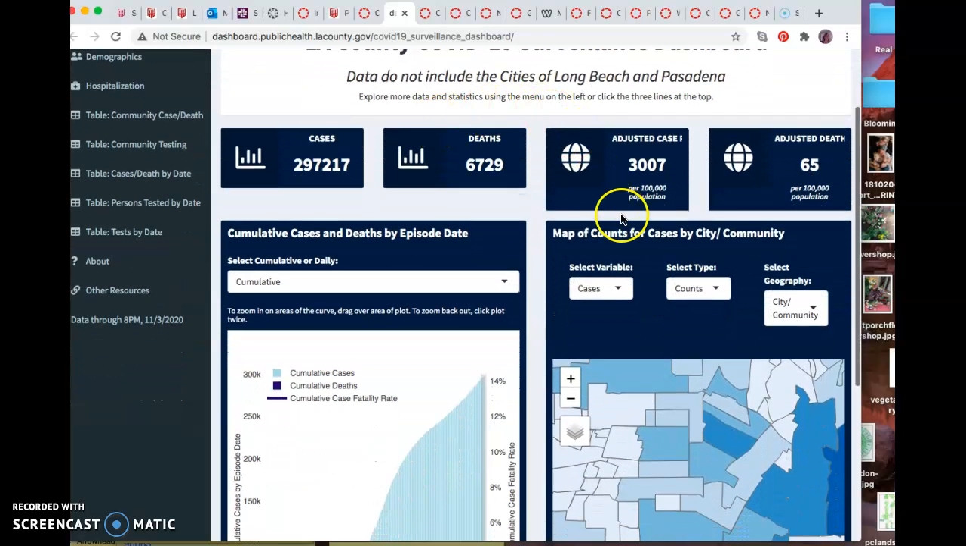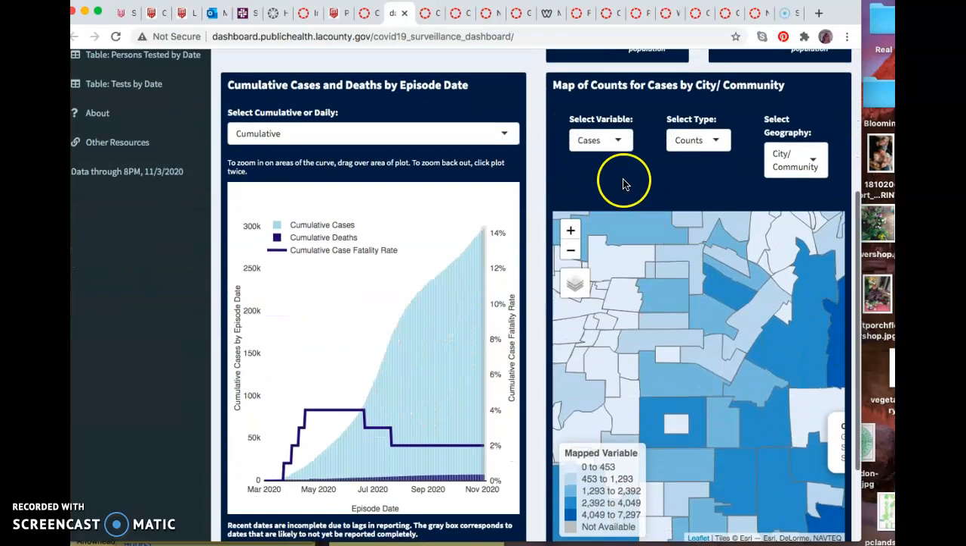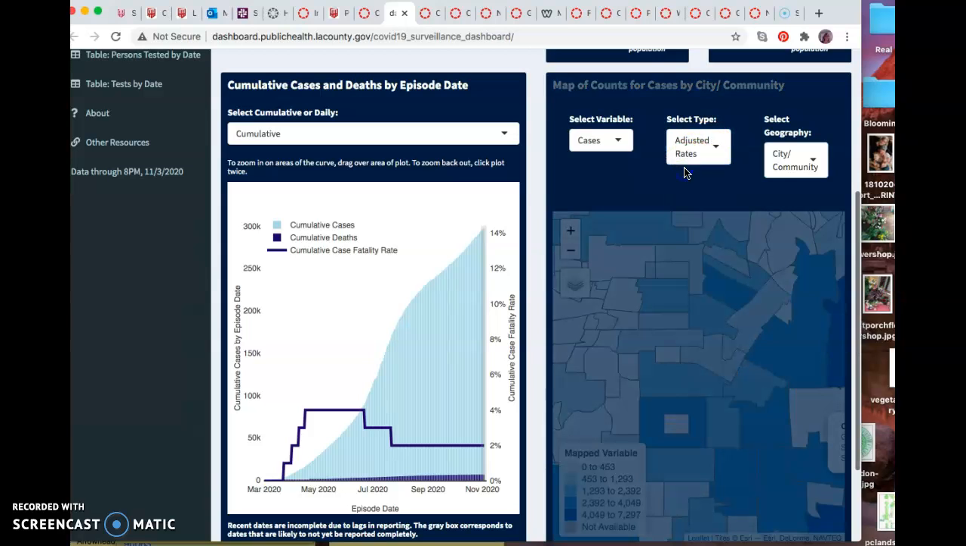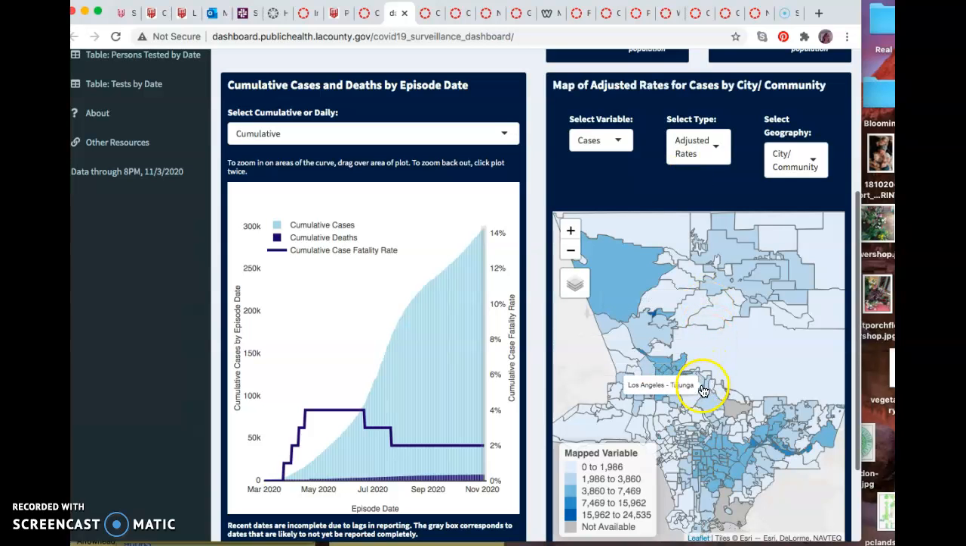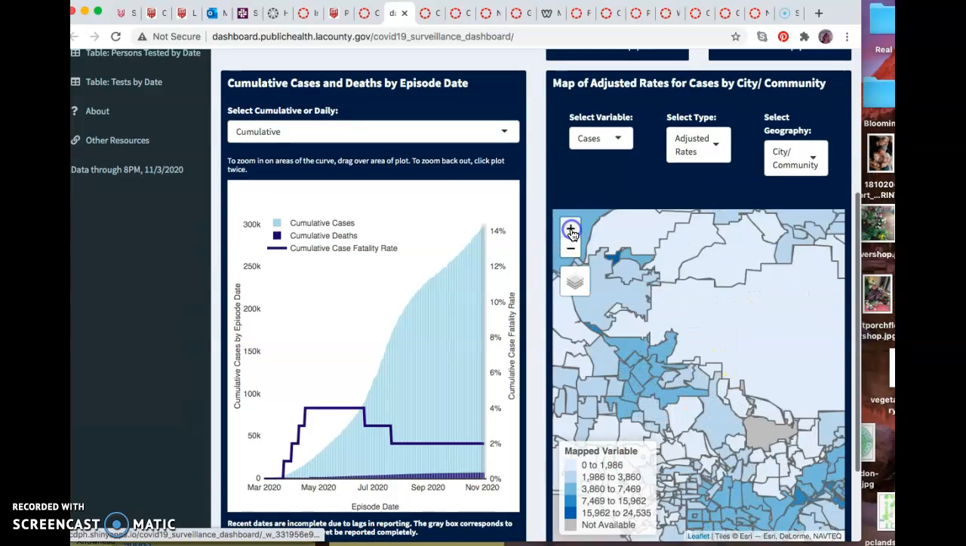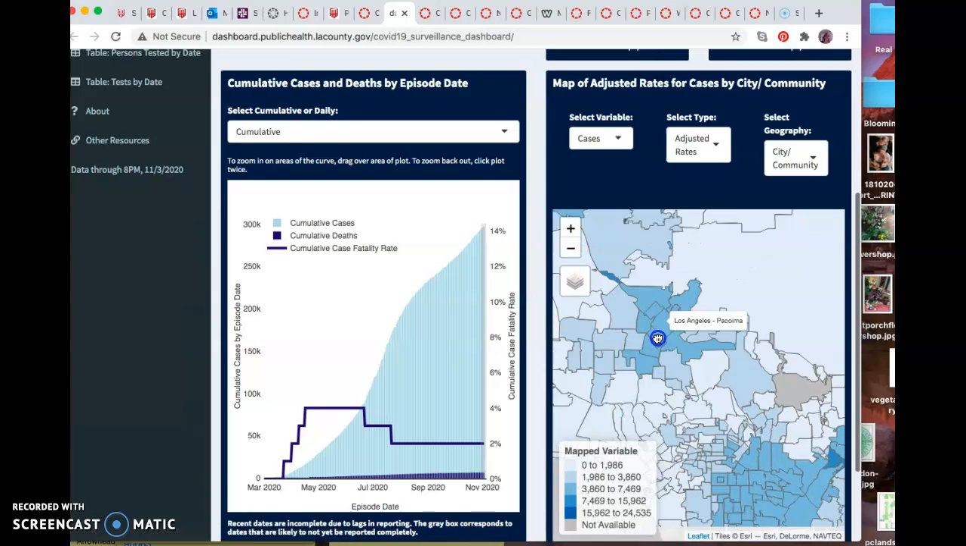So over here we have, for COVID issues, maps of counts for COVID cases by city or community. You can look at cases, which is actually what we want, so we'll stick with that. Over here is what I wanted to say, though. It's either counts, which just means how many people have been diagnosed with COVID, or adjusted rates. It's useful to use both, but for example, in the city of Vernon, let's make this a little bit easier to look at.